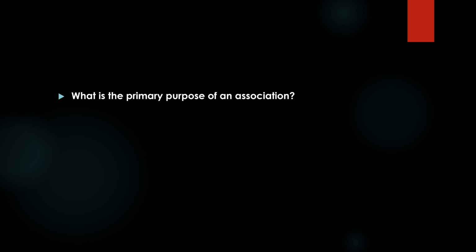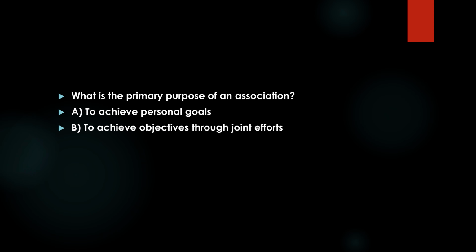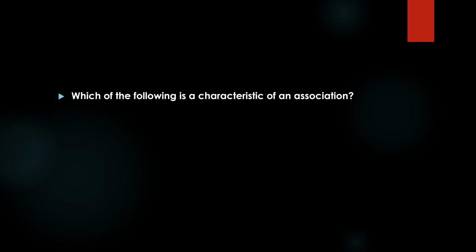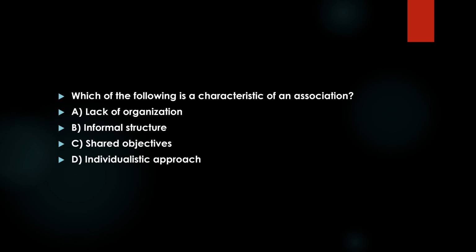What is the primary purpose of an association? To achieve personal goals, to achieve objectives through joint efforts, to promote individual interest, to maintain social order. Answer B. To achieve objectives through joint efforts. Which of the following is a characteristic of an association? Lack of organization, informal structure, shared objectives, individualistic approach. Answer C. Shared objectives.